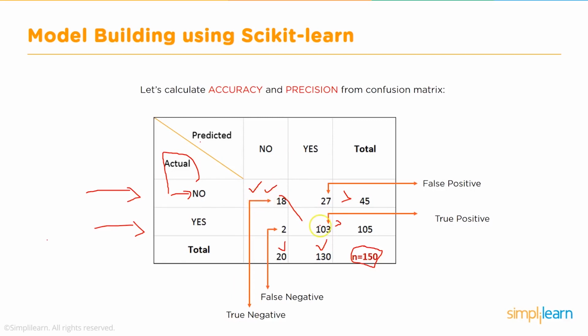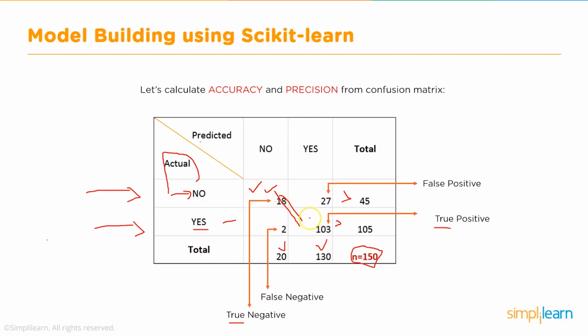Similarly, if we come diagonally down, there are 103 observations which are labeled as yes. Actual value is yes, and our model has also predicted as yes, and these are known as true positive values. Positive because of this yes. Okay, right? So what is important is this is true, this is also true. So we have to make sure that the maximum number of values are in the true section, true positive and true negative. That's the reason I said the sum along the diagonal should be maximum.